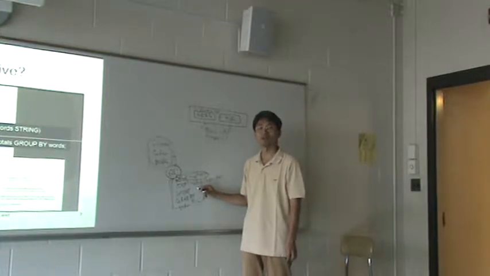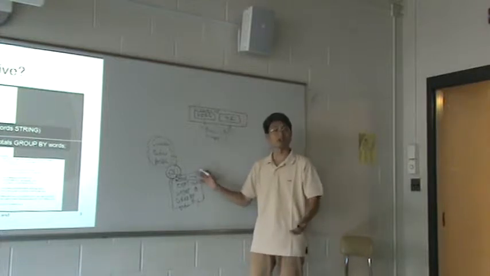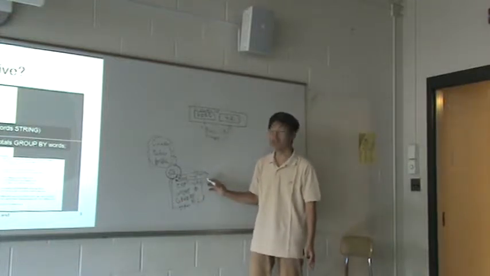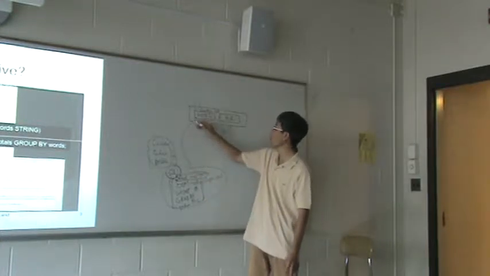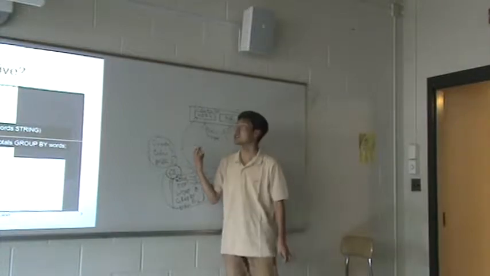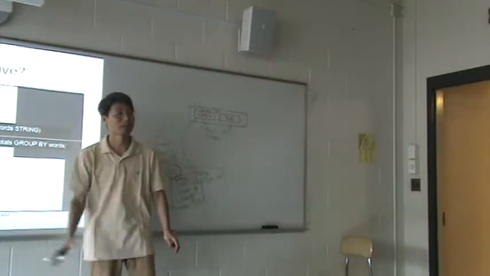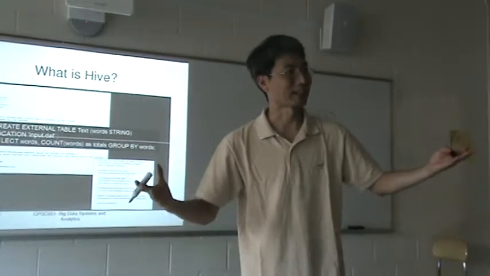Where is, for example, the A, starting A, okay, and group by. So such an interface is used as one of the ways to access the Hadoop file system. This is called Hive. Hive is the beehive. So like that.